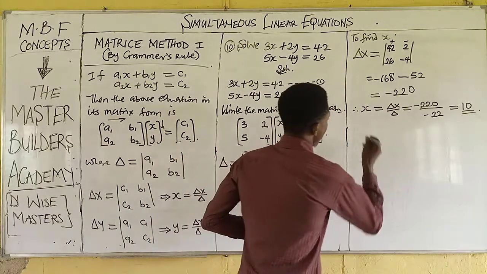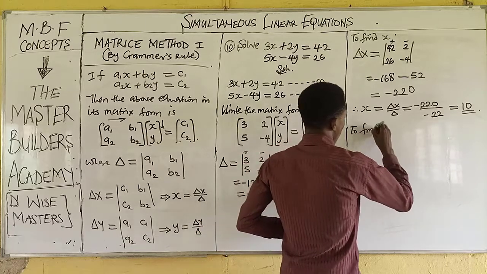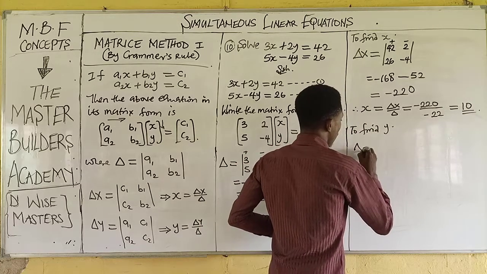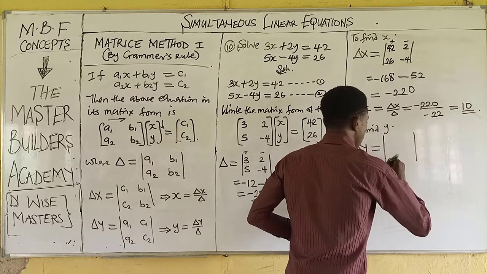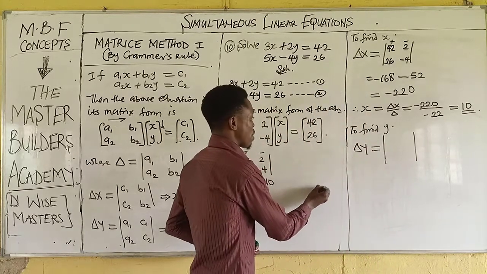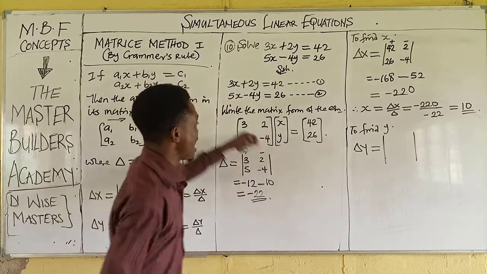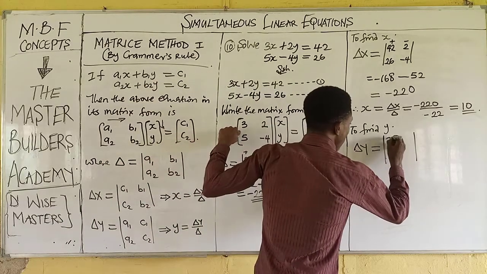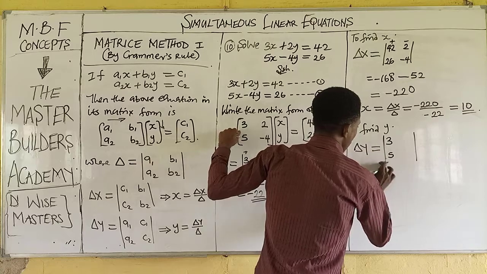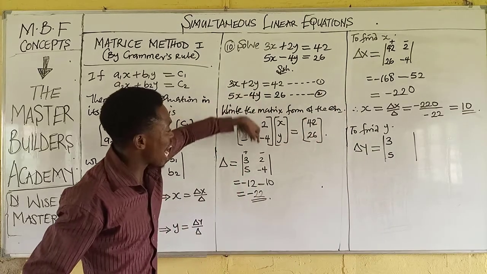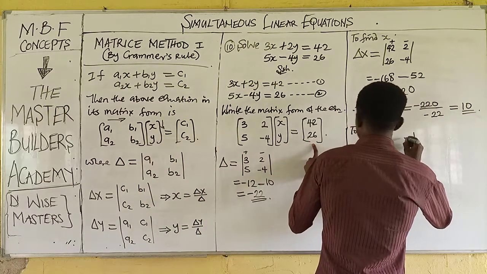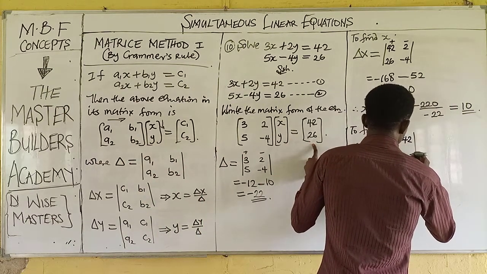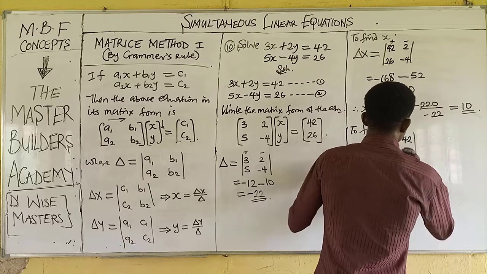Now to find y, we will also need to determine the determinant with respect to y, where we will now replace the coefficient of y with the constant that we have at the right hand side. So in this case now, x will remain. So we have 3 and 5. But the coefficient of y will now be replaced by this. Then I have this as 42 to 26. Are we there?